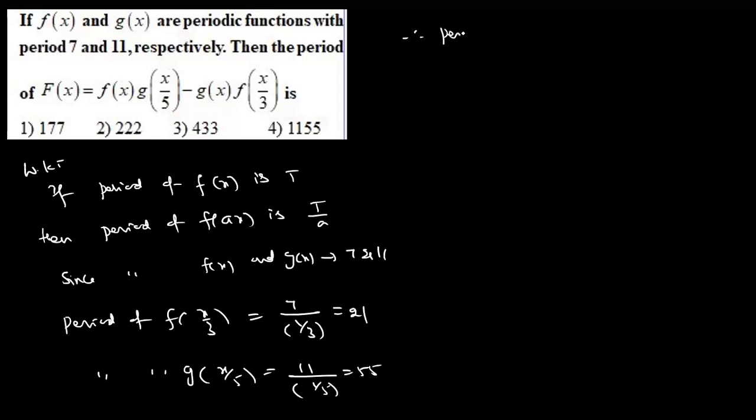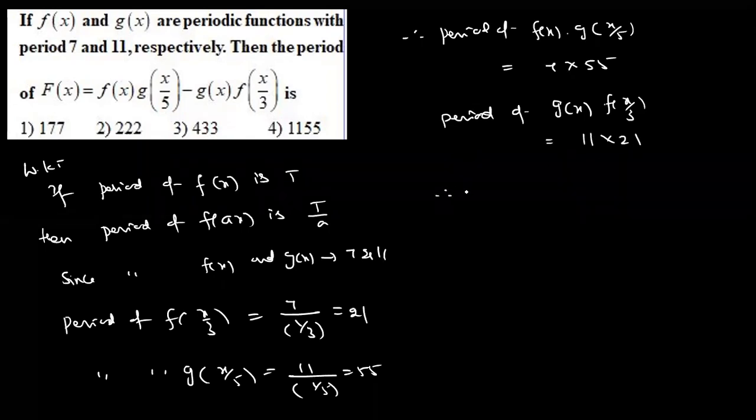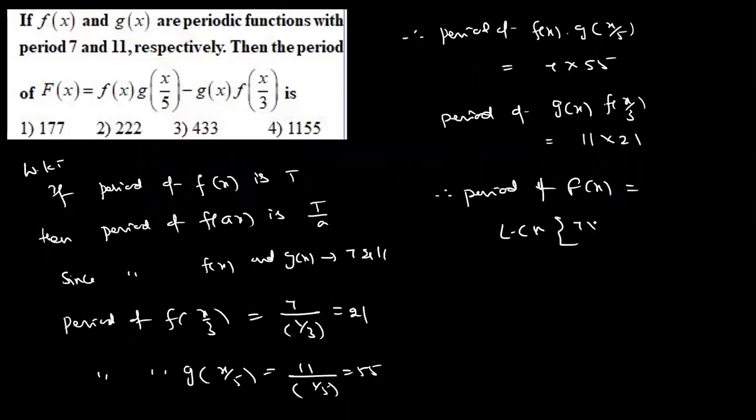Therefore, the period of f of x into g of x by 5: how much is coming? f of x is 7, into this 55. Now multiplying this one. Now the period of g of x into f of x by 3: g of x is 11, into f of x by 3 is 21. Therefore, the period is the LCM of, here see, the difference is the minus is there, that means 7 into 55, comma, 11 into 21.